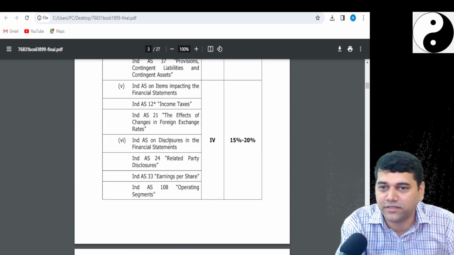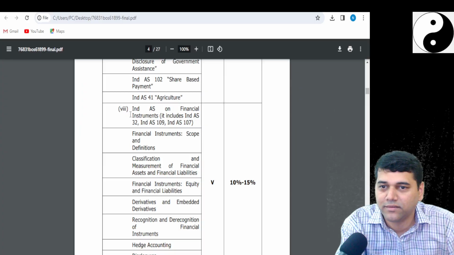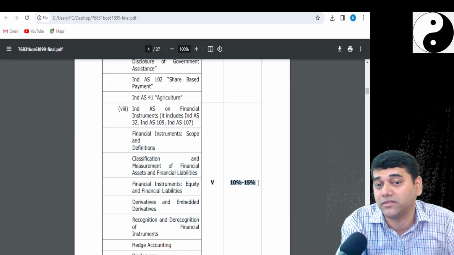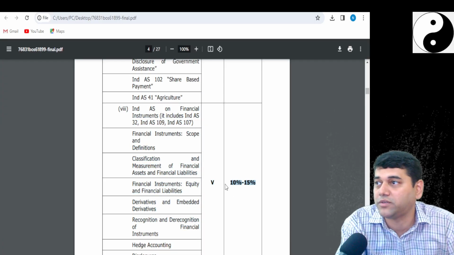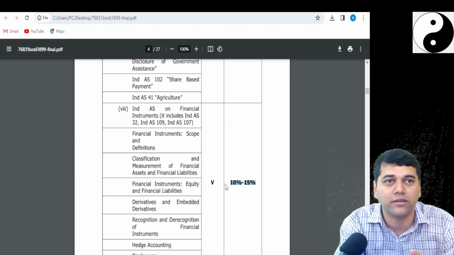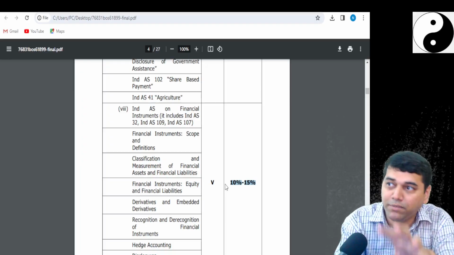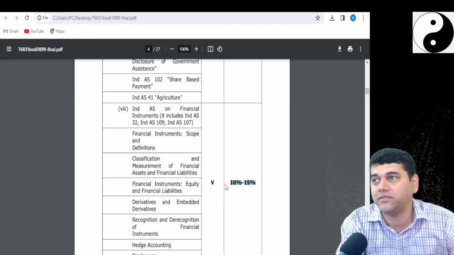And your favorite, one more favorite, where is this? 109. 10 to 15 marks. Not even a single attempt where there is no question on financial instruments. Minimum 10 mark question you are going to get. So in an entire chapter, these are all chapters where you are sure to get questions, which otherwise is unpredictable.